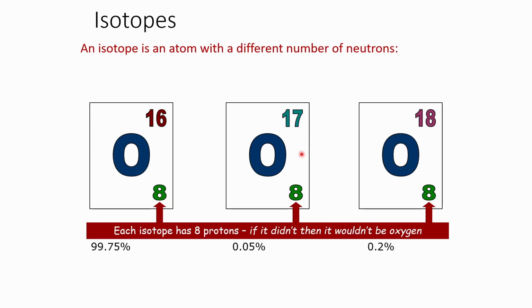Now there is a calculation that you can do. You don't need to know this. However, this is why it is not a nice, neat number. It's because of the presence and the existence of isotopes.